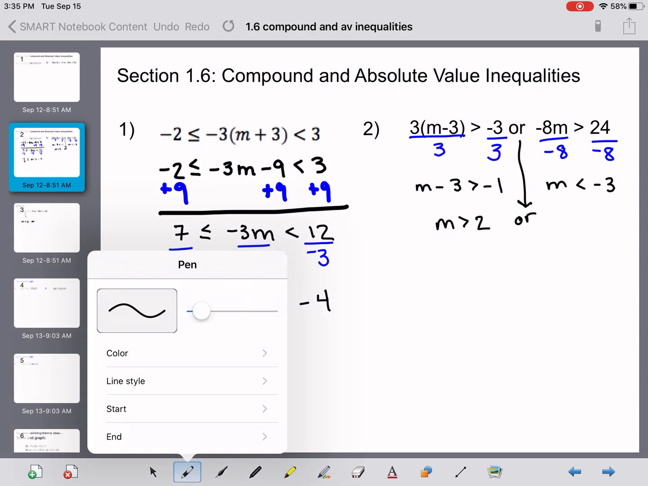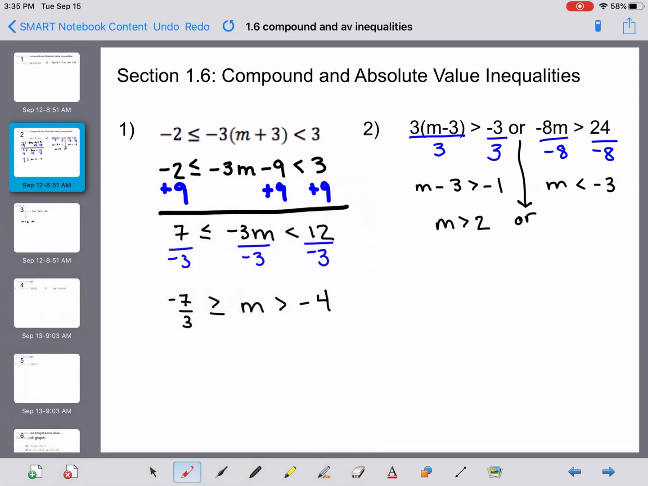This left-hand side problem is an and inequality. And over here, this one is an or inequality. The word or is always in an or inequality and kind of gives it away.